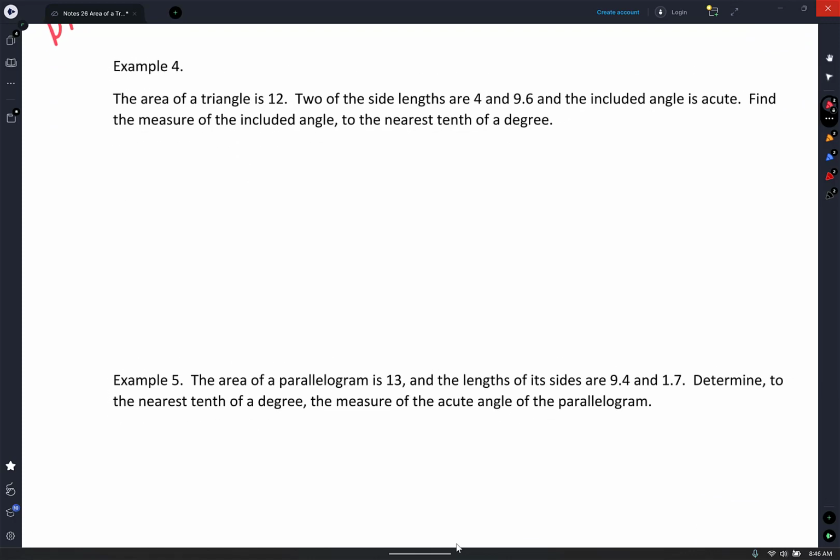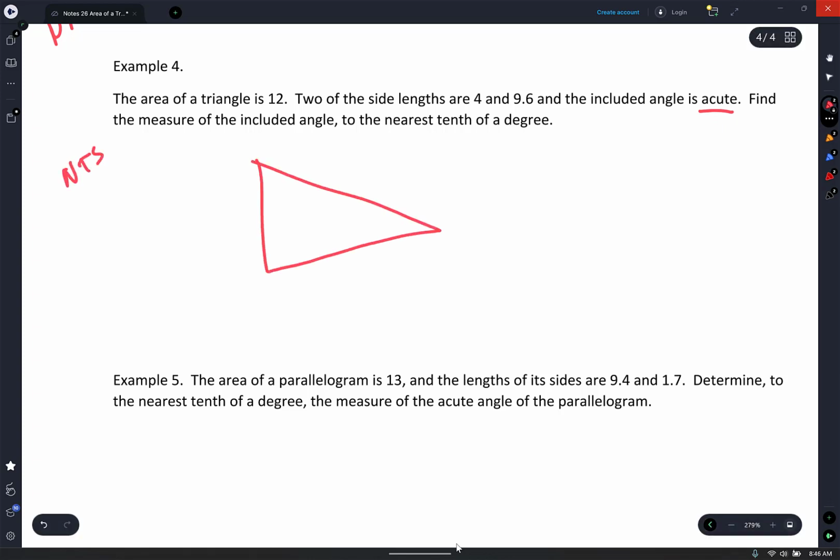The area of a triangle is 12. 2 of the side lengths are 4 and 9.6, and the included angle is acute. Find the measure of the included angle to the nearest tenth of a degree. Okay, not to scale. My triangles are never to scale. So they're telling me I have a 4 and I have a 9.6, and they want me to figure out this angle right there that's acute.